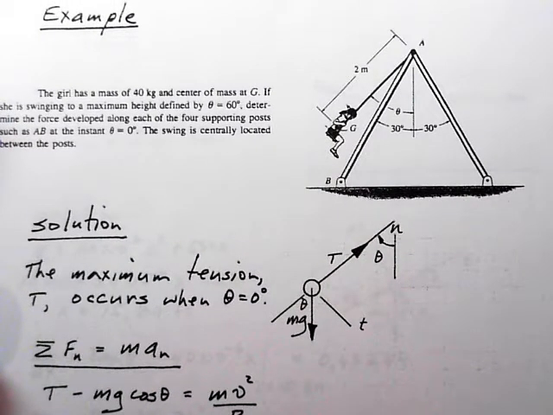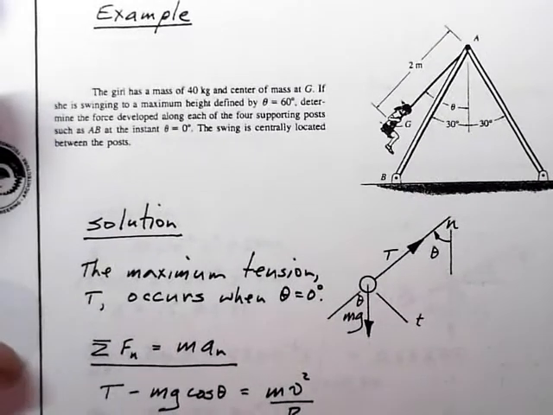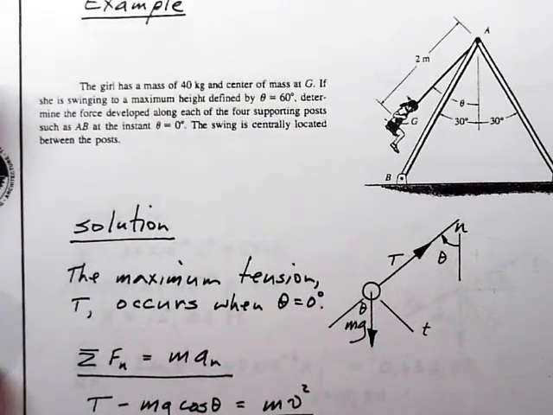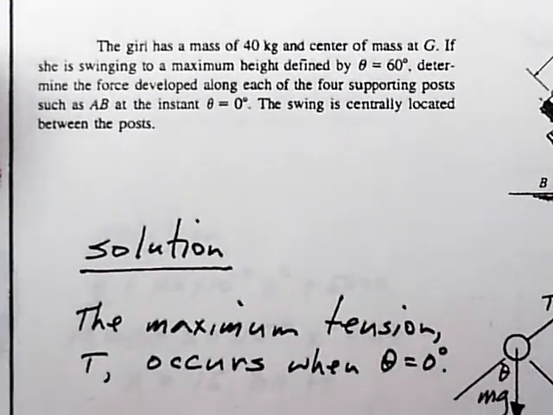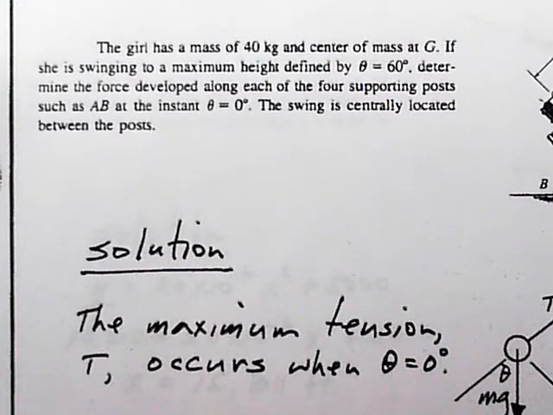Notice theta, the swing angle, is measured from the horizontal. Let's zoom in as much as we can and attempt to read the problem statement. The girl has a mass of 40 kilograms and a center of mass at G. We'll look at that in the picture in a moment. If she is swinging to a maximum height defined by theta equals 60, determine the force developed along each of the four supporting posts, such as AB, at the instant theta equals 0. The swing is centrally located between the posts.